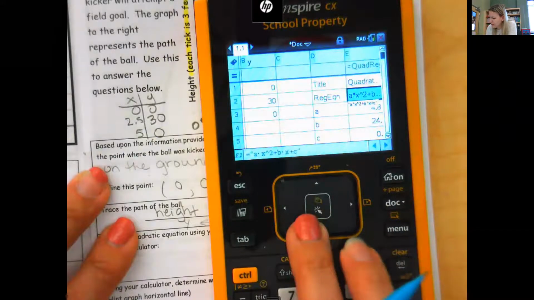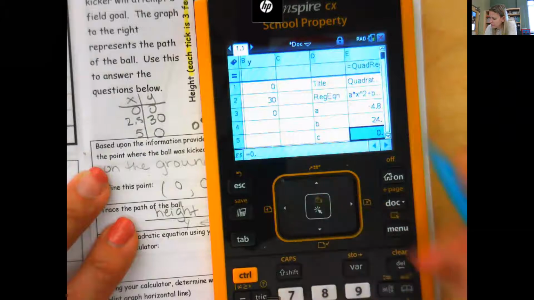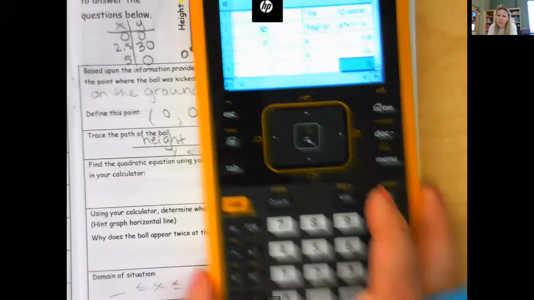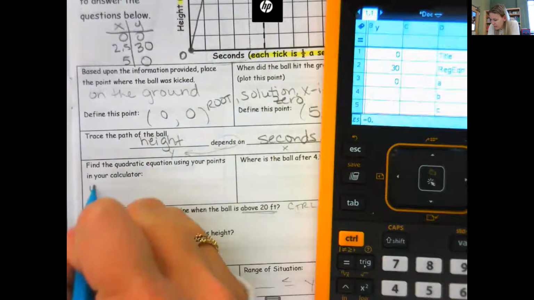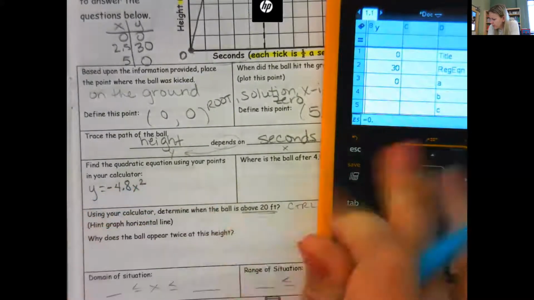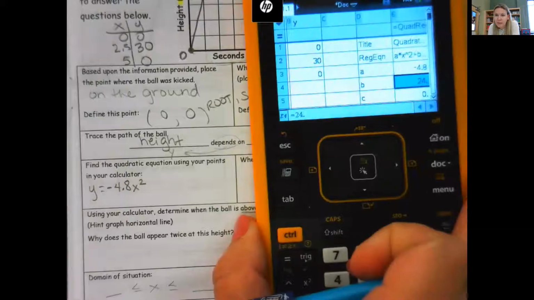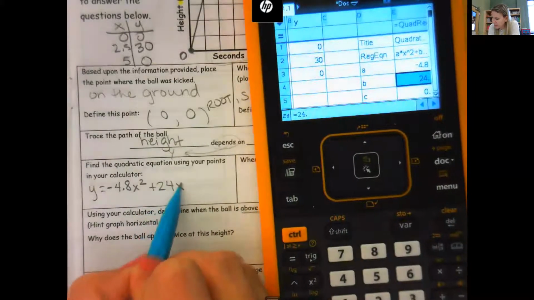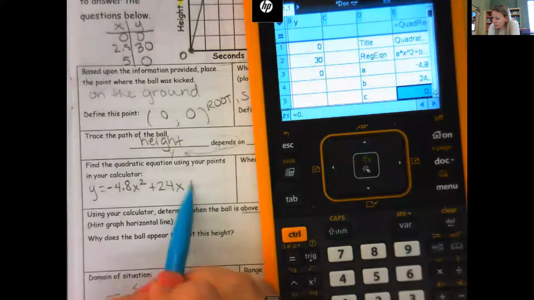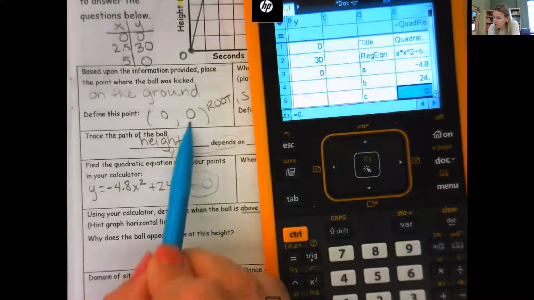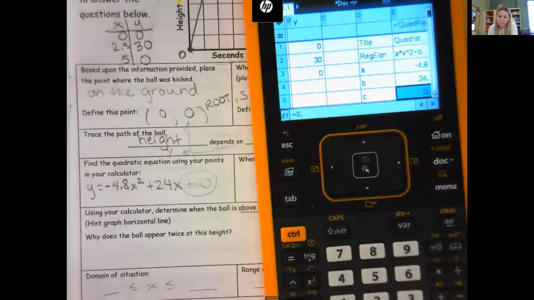Yay, it worked that time. All right, so my a is negative 4.8. So I can come down here: y equals negative 4.8x squared. My b is positive 24, so plus 24x. My c is 0. I could put plus 0 here, but I don't really need to. Remember, this is also our y-intercept.